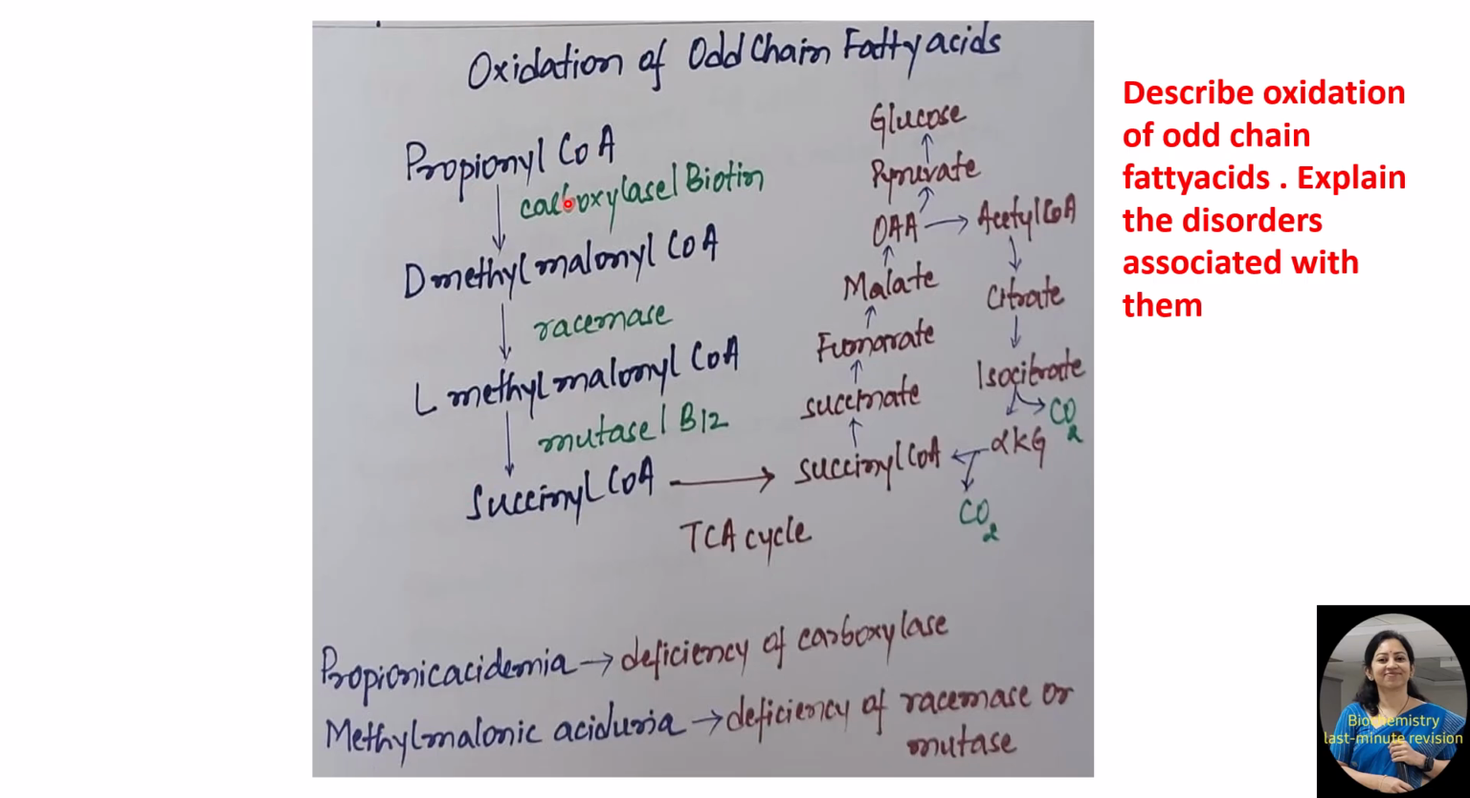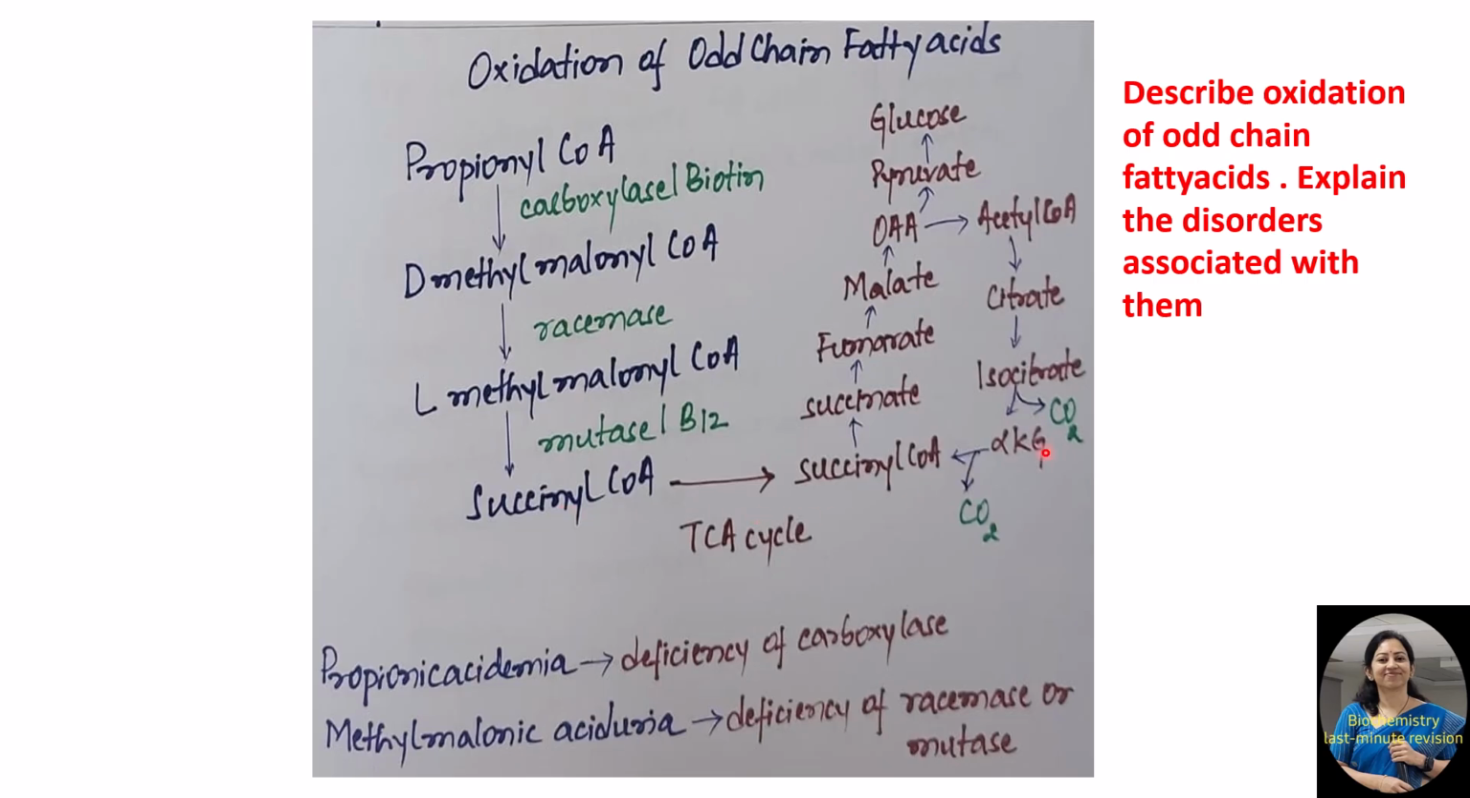Propionyl CoA undergoes carboxylation, and biotin acts as a coenzyme. Here the carbon dioxide group is transferred with the help of biotin, resulting in the formation of D-methylmalonyl CoA. Now this undergoes isomerization catalyzed by the enzyme racemase to form L-methylmalonyl CoA. This gets converted to succinyl CoA with the help of mutase enzyme, and this requires vitamin B12 or cobalamin as coenzyme. Now this succinyl CoA will enter into the TCA cycle.